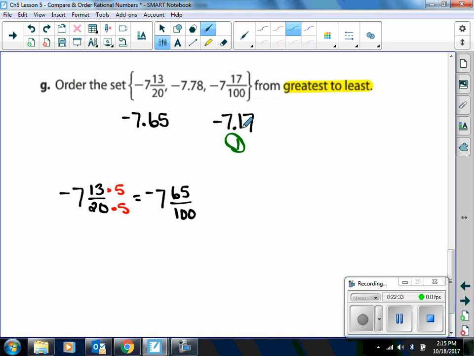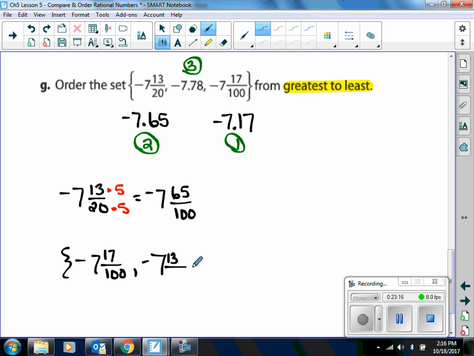What's next? 7.65. And then finally we have, very good. Now, when we write our final answer, we're going to write our original numbers, right? So, we've got negative 7 and 17 hundredths. We've got, what comes next? This one right here. Very good. And 13 hundredths.